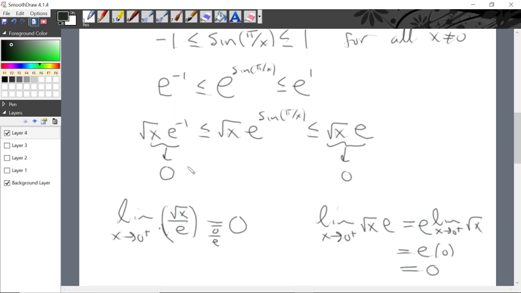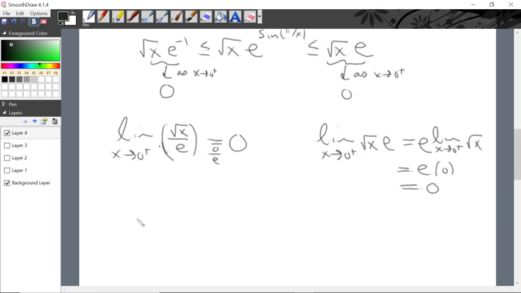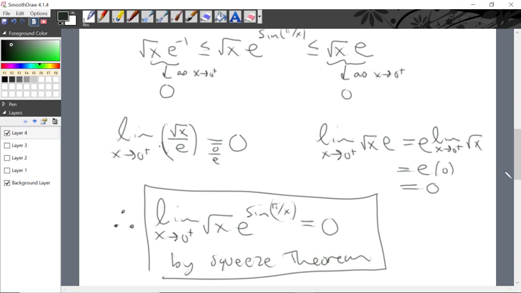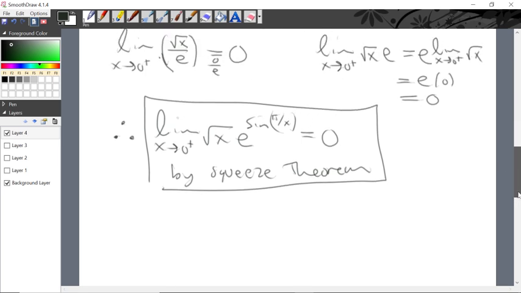So this approaches 0 as x approaches 0 from above, and this approaches 0 as x approaches 0 from above. Therefore, I'm going to use three dots here, the limit as x approaches 0 from above of the square root of x e to the sine of pi over x equals 0 by the squeeze theorem. All right, and that's it.